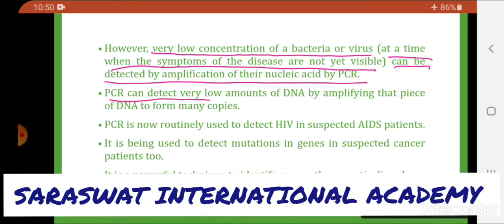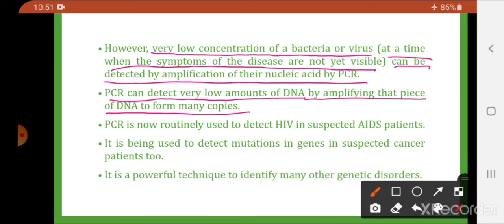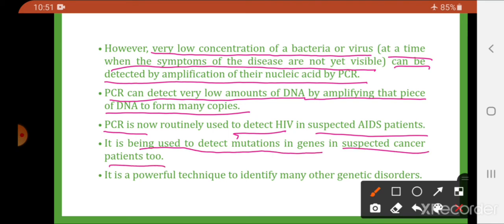PCR can detect very low amounts of DNA by amplifying that piece of DNA to form many copies. PCR is now routinely used to detect the HIV in suspected AIDS patients. It is being used to detect the mutations in genes in suspected cancer patients too. So these are the applications of PCR in various fields.